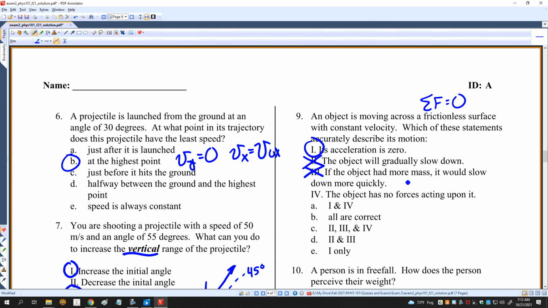Yeah, so I know even if there was a force acting on it, if the mass is big, that means the acceleration is slow, or the deceleration in this case. So it would not slow down more quickly. It would be the opposite. It would slow down less quickly. The object has no forces acting upon it. That's not true. It has a force weight, and it also has a normal force. Okay, so looks like E is the right answer.